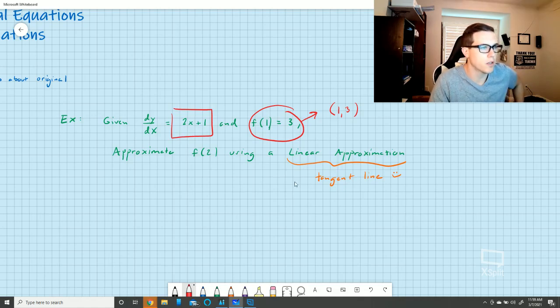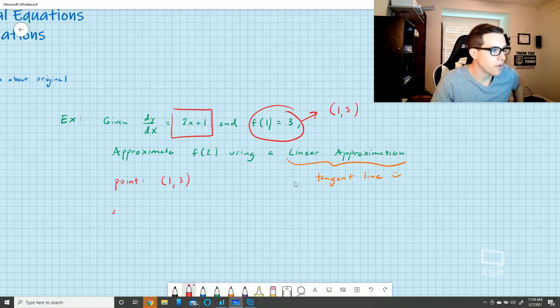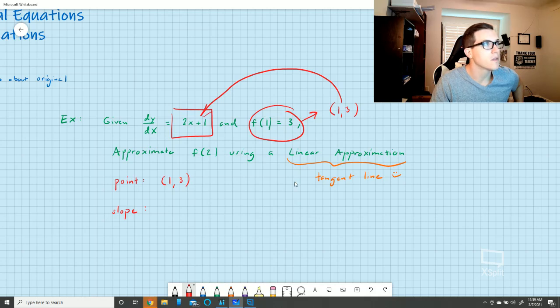So let me show you how this works. First, we have our point, which is 1, 3. Now we need our slope. How do you get the slope? Remember, we want a specific slope, not the general formula for the derivative. So we plug the point into the slope. We plug 1 in because there's no y spot. 2 times 1 is 2, plus 1 is 3. And we make our tangent line: y minus the y coordinate equals the slope times x minus the x coordinate.